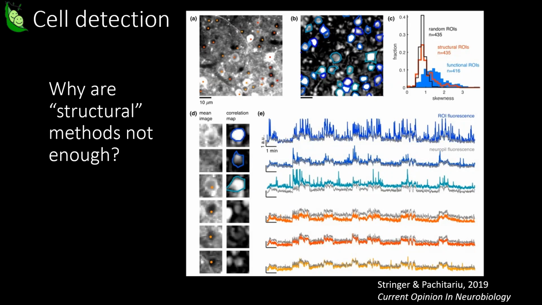So with a structural or anatomical method, you'll find potentially different ROIs, but not necessarily ROIs that have activity. So ideally, if you care about finding activity, you really want to use a functional-based algorithm, and potentially you could combine these two. That's something we're planning on doing in the near future, combining Cellpose and suite2p to find as many ROIs as possible for the user.